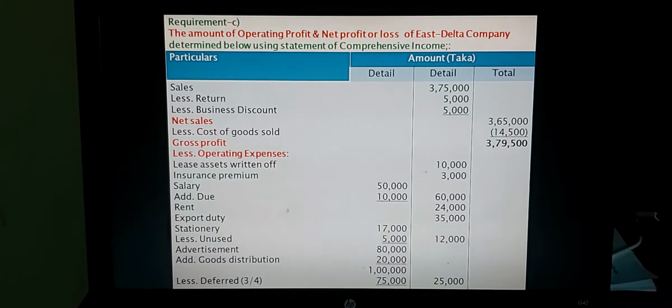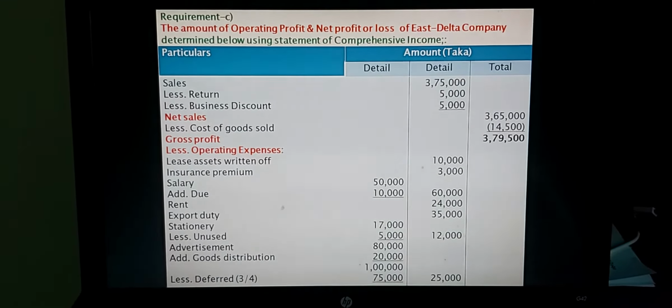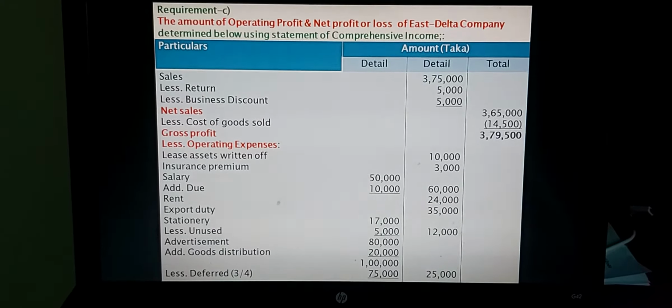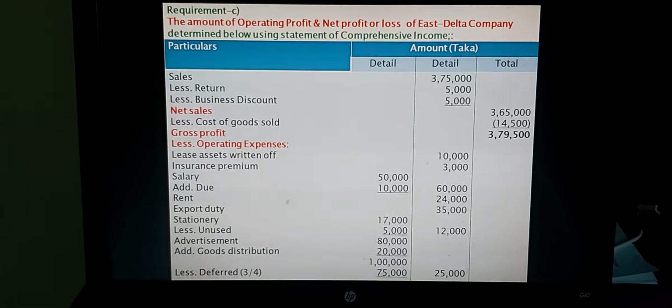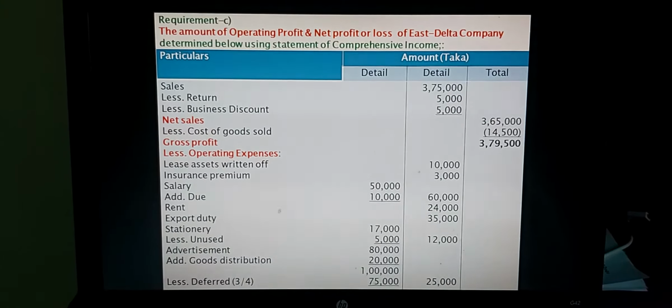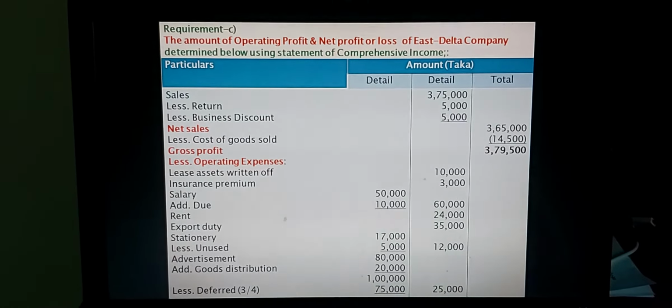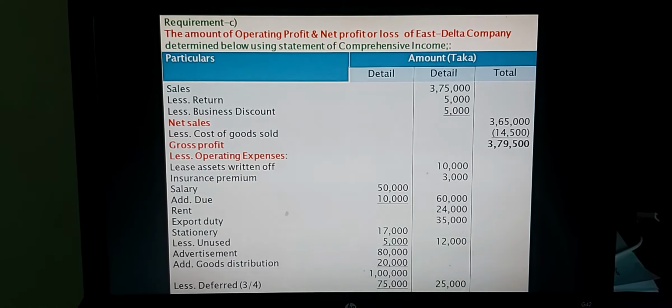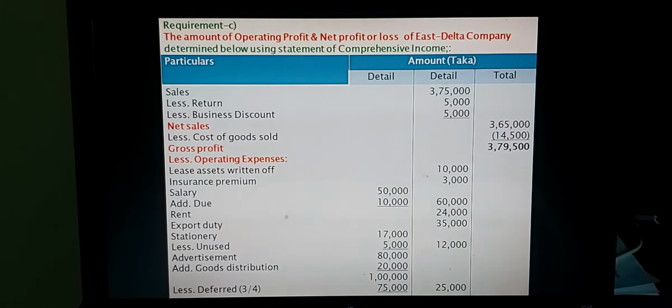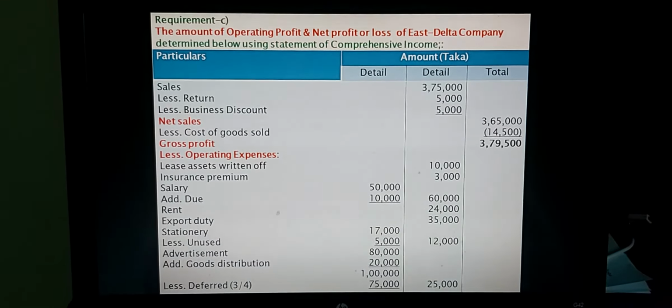And then another adjustment, 1/4 of the advertisement to be written off. 1/4 advertisement to be written off, that is 3/4 of the advertisement to be deferred. So you can deduct the amount of deferred 3/4 of 1 lakh, that is 75,000, from the total 1 lakh. You can get taka 25,000 in middle column for advertising expenses.